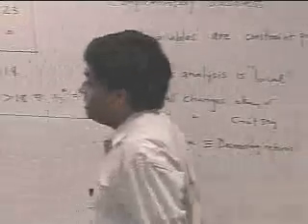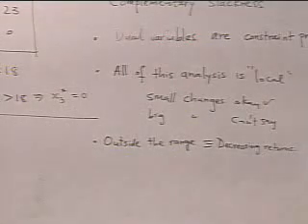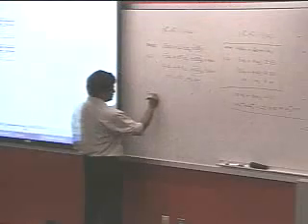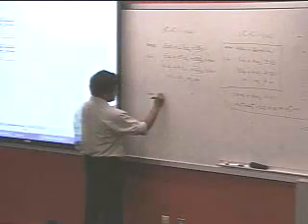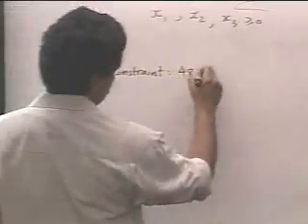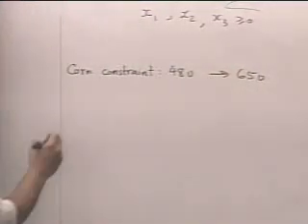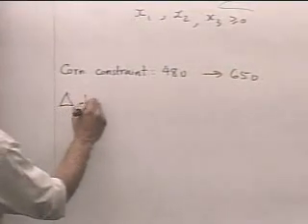So to give an example of that, let's say that it's allowed to increase by 120. So let's say that the Korn constraint, which was sitting at 480, now goes to 650, suppose. What is the change in objective value?